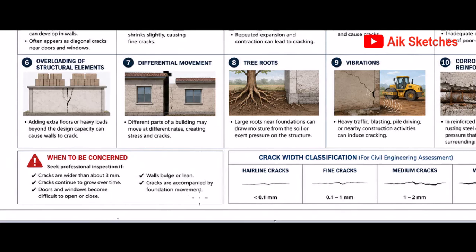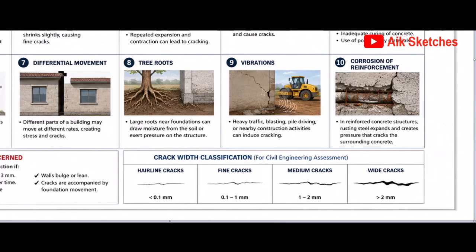We have a crack width classification for civil engineering assessment. Hairline cracks are cracks that are less than 0.1 millimeter. Fine cracks are between 0.1 to 1 millimeter. Medium cracks are between 1 to 2 millimeters, while wide cracks are above 2 millimeters.